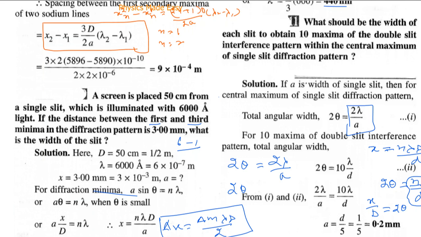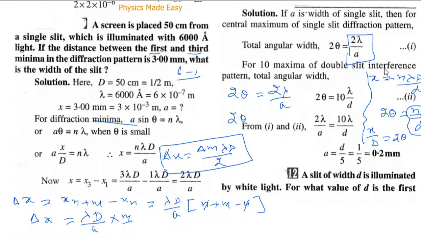Now for 10, this n will be equal to 10. This is the condition of maxima. I am discussing it for interference. Listen again. x is equal to n lambda D by small d. x by capital D, capital D is the distance of screen. x by capital D gives us angular width.